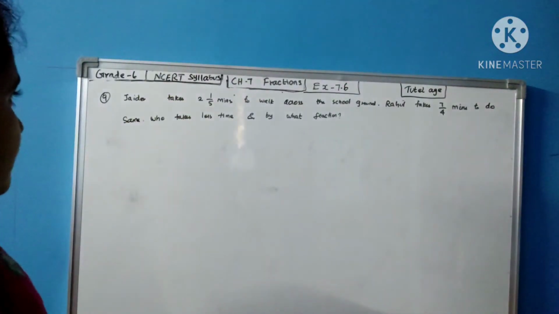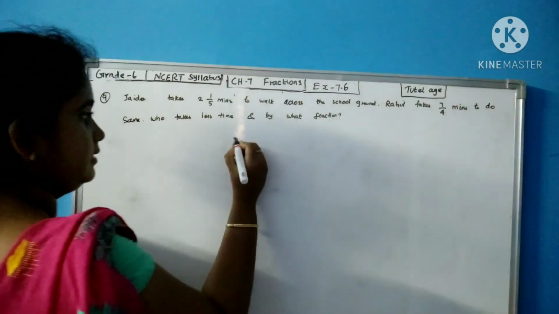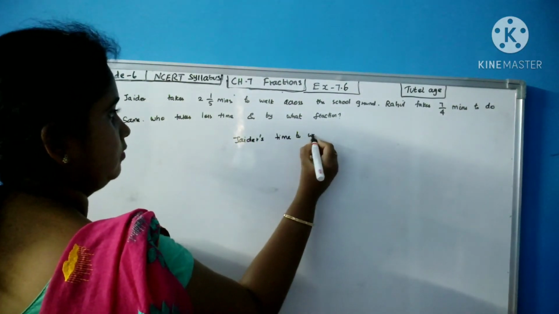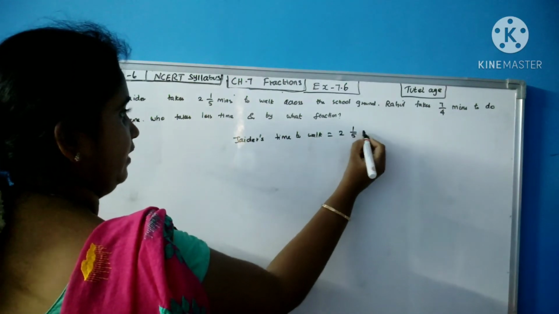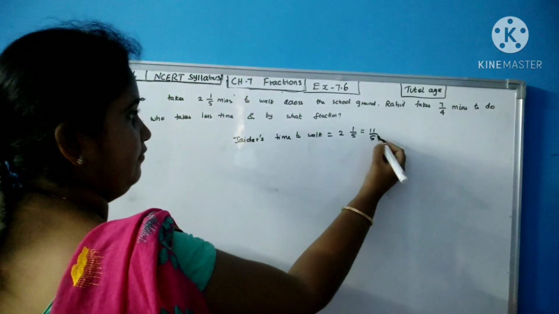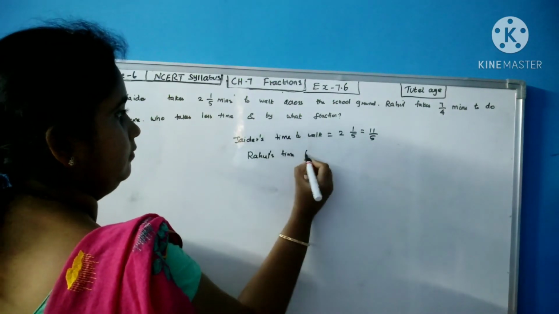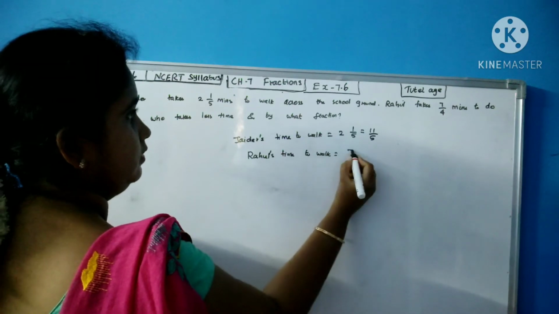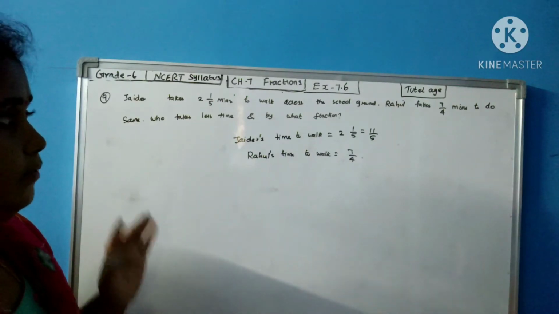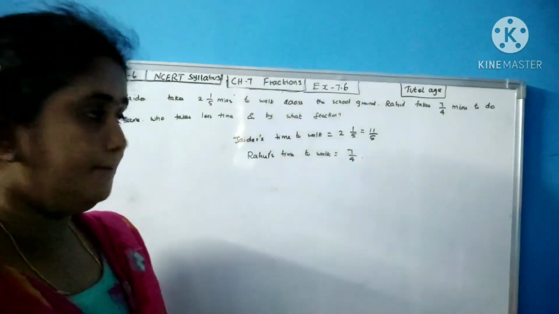So this is your next sum. Jaider takes 2 1 by 5 minutes to walk across the school ground. So Jaider's time to walk is 2 1 by 5. Convert the mixed fraction into an improper fraction. 2 5s are 10, 10 plus 1 is 11, so 11 by 5. Rahul's time to walk is 7 by 4. That is already an improper fraction, so there is no need to convert. Who takes less time, and by what fraction? So you have to compare these two.